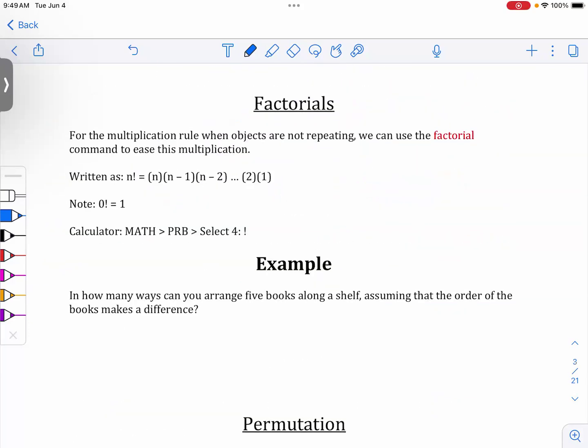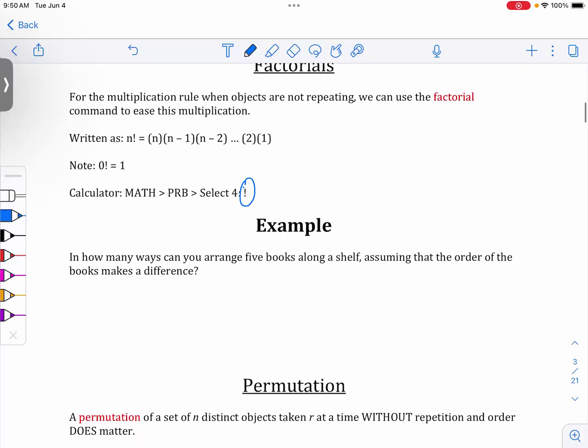Okay, so before we get into permutations and combinations, we need to talk about what a factorial is. In your calculator, if you have a TI-84 or better, all right, math, PRB, and then you select the factorial button, which is just the exclamation point. And basically what a factorial is, it is the reduction of each value minus one and then being multiplied together. So a lot of times we can just write this out.